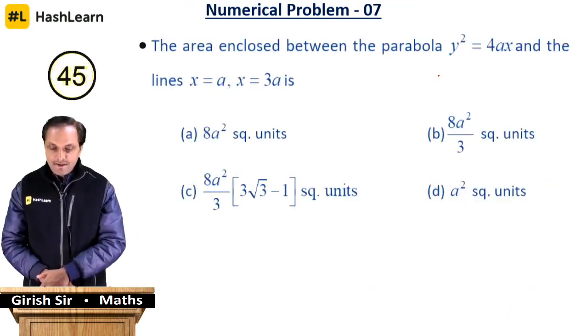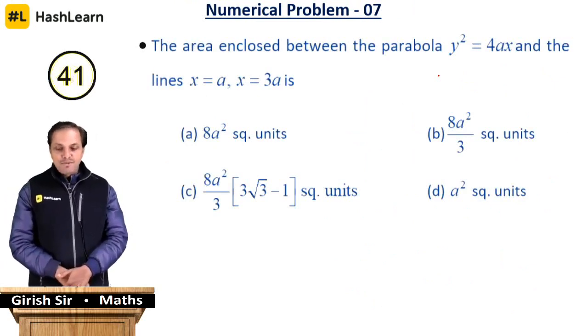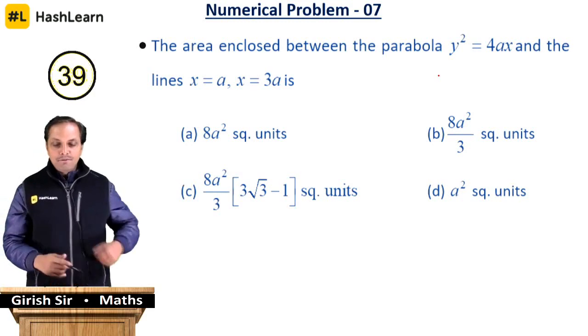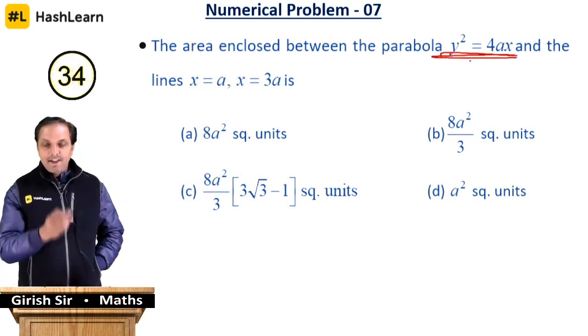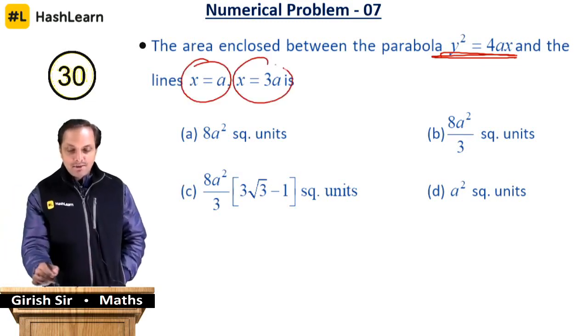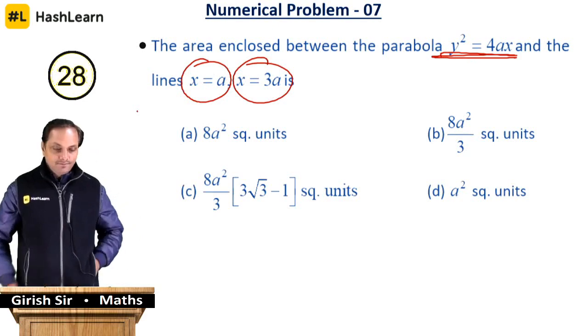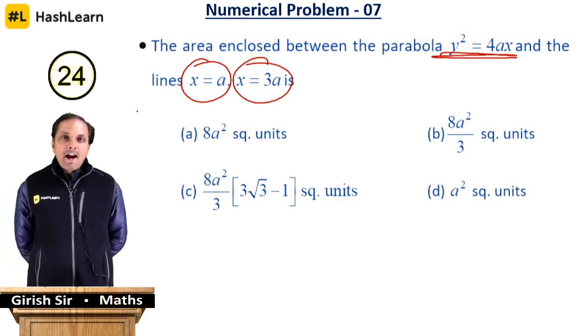Numerical number 7. Same type with a small change. You need to find the area enclosed between the parabola, where we have taken the parabola previously, but between the lines x is equal to a and x is equal to 3a. You need to find the area between x is equal to a and 3a.